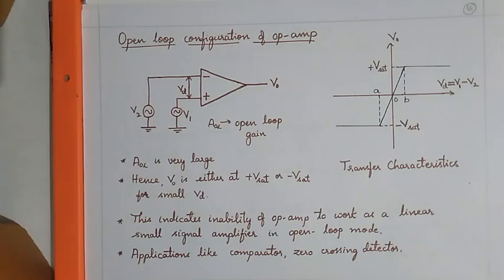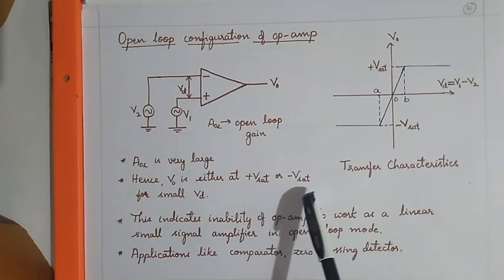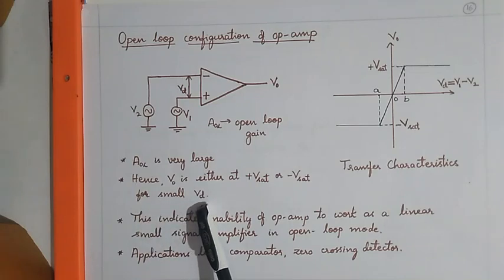Open loop configuration of the op-amp. This is the simplest way to use an op-amp. The figure shows that the input voltages are applied to the two input terminals. AOL represents the open loop voltage gain. The DC supply voltages are plus VCC and minus VEE. Due to the saturating property, the output voltage V0 is either at plus V saturation, that is plus VCC, or minus V saturation, that is minus VEE, for a small input differential voltage.